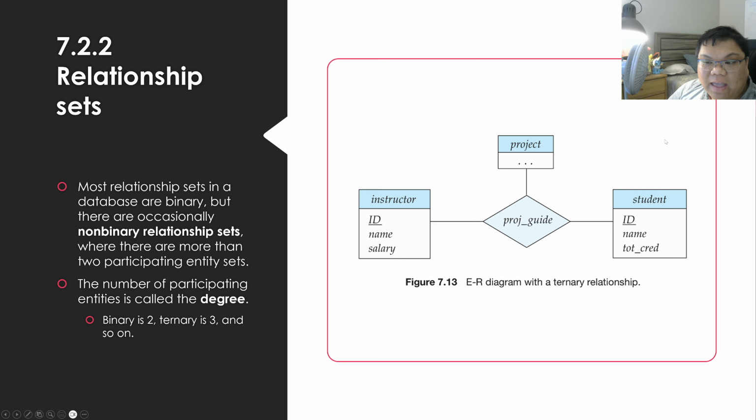Sometimes you might have relationship sets with more than two participating entity sets. They're generally called non-binary relationship sets. We can also refer to them by the degree, that is the number of participating entity sets. So binary is 2, ternary is 3, and so on. So here is an example of a ternary relationship where we have instructors being project guides for students working on a project.